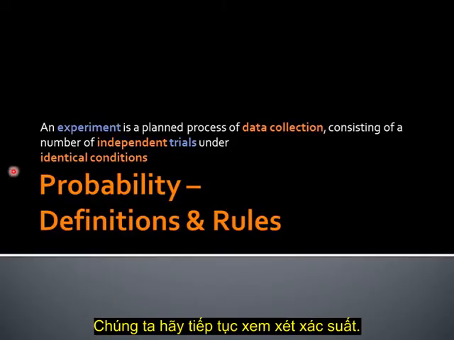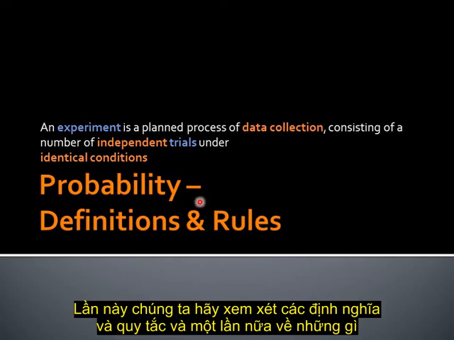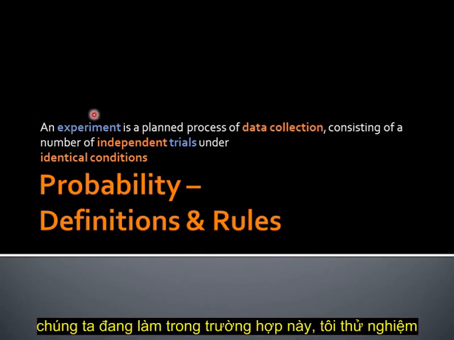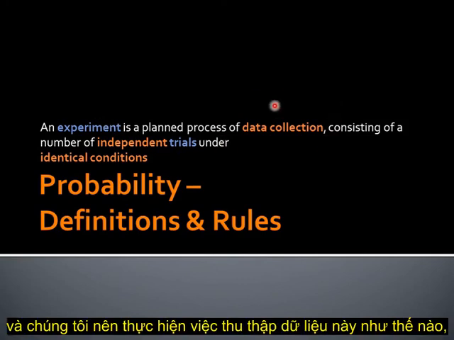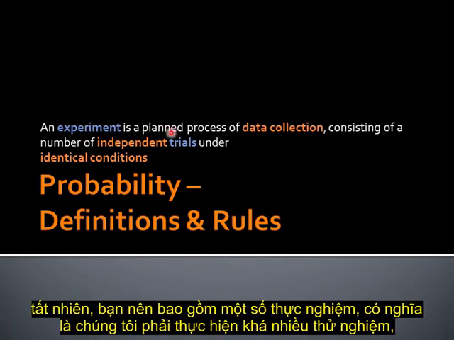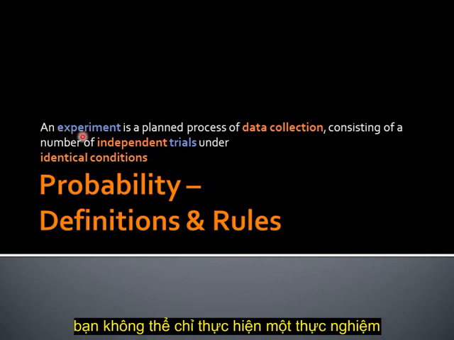Let's continue to look at probability. This time, let's look at the definitions and rules. And once again, something to think about. What we are doing in this case are experiments. And experiments are a planned process of data collection. We're collecting data. And how should we do this data collection? It should consist of a number of trials. Of course, that means that we have to do quite a few of them. You can't just do one.